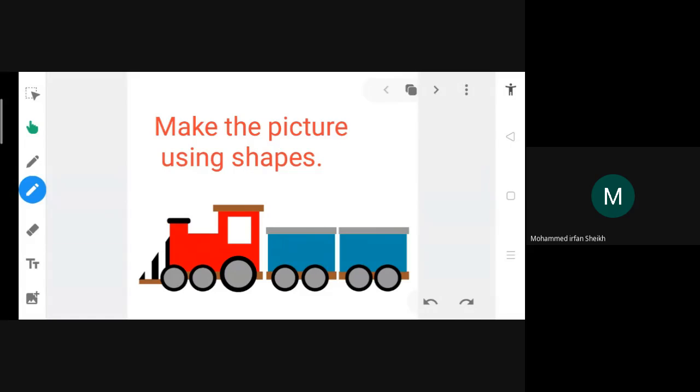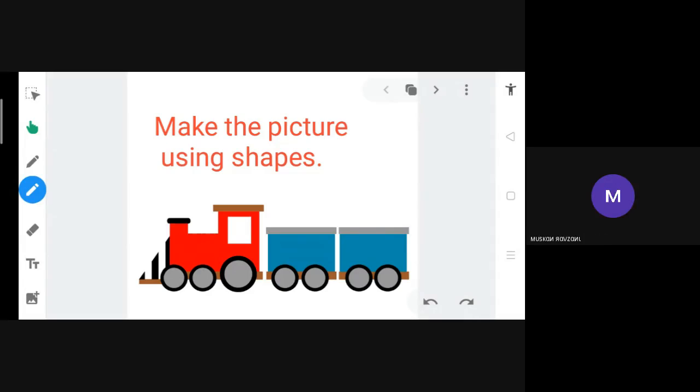So the activity is to make a picture using shapes. I will give you sufficient time, if you want four days, if you want five days, but not more than that. In that much time, you have to make any picture. You can make any picture, but you have to use shapes. Like here, for the wheels, which shape have they used?